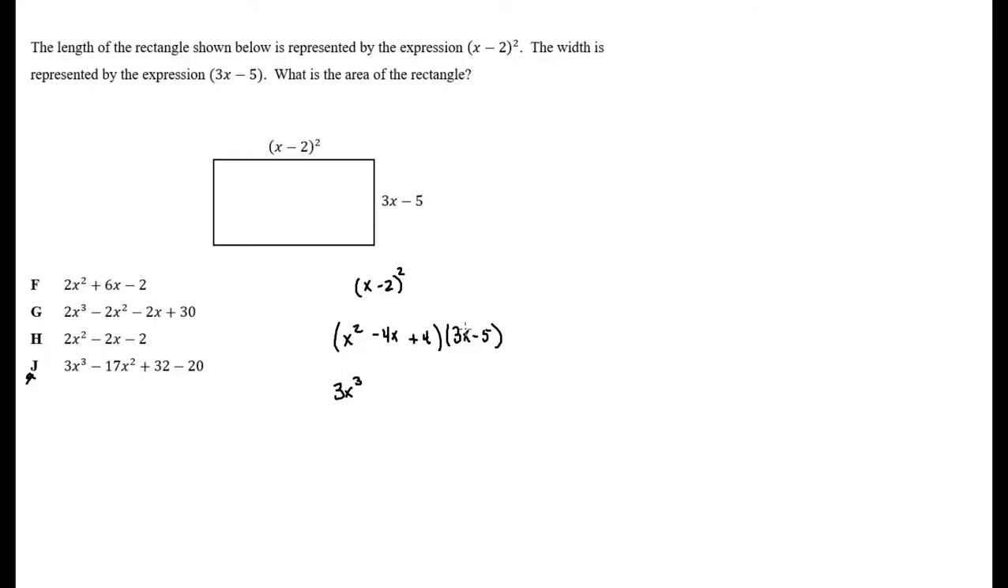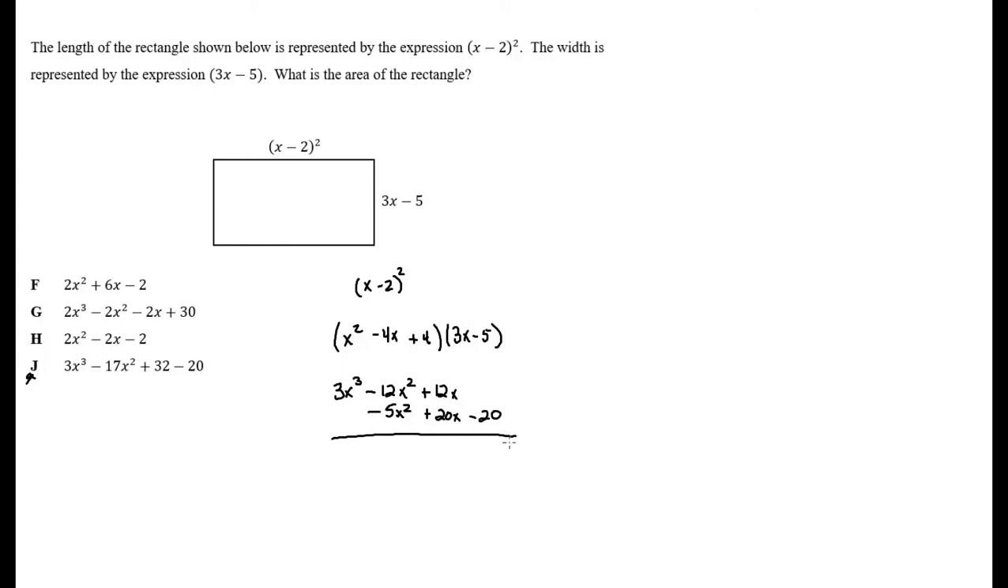All right, so that was x squared times 3x. Now let's go ahead and take negative 4x times 3x, which gives me negative 12x squared. I'm sorry, negative 4x times 3x is negative 12x squared. And then I have 4 times 3x, which will be plus 12x. All right, so that's everything times 3x. Now let's take everything in the first trinomial times negative 5. X squared times negative 5 is minus 5x squared. Notice I'm stacking like terms on top of each other. Negative 4x times negative 5 will be plus 20x, and then positive 4 times negative 5 will be minus 20.